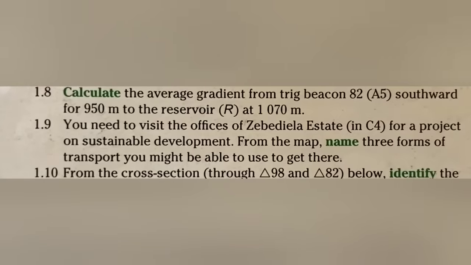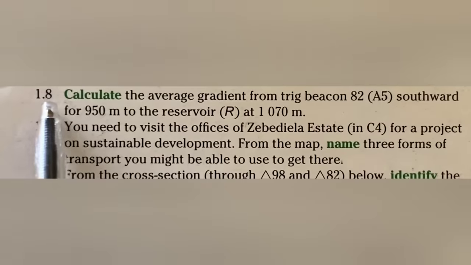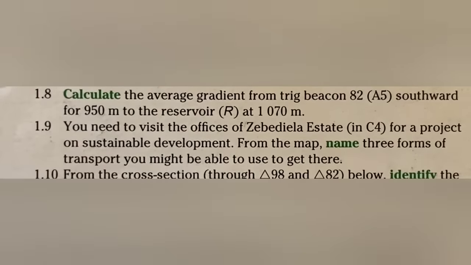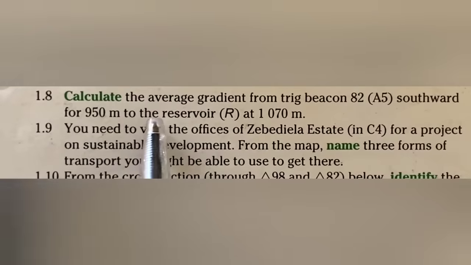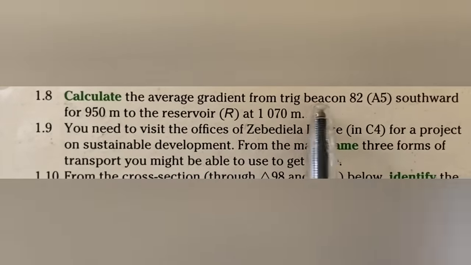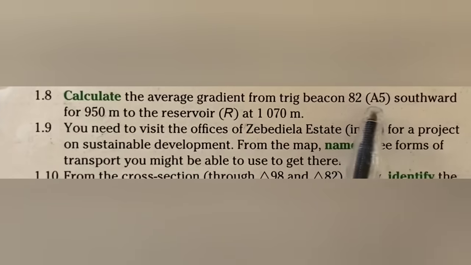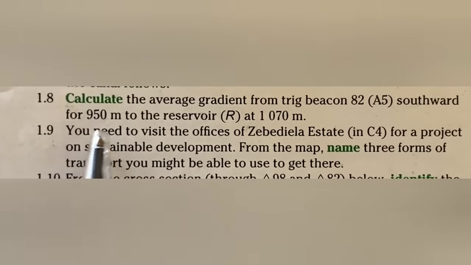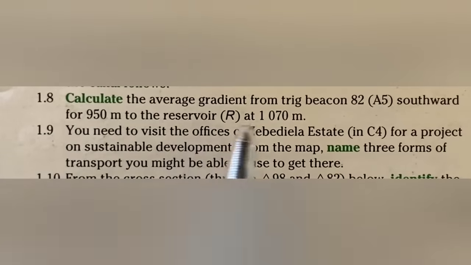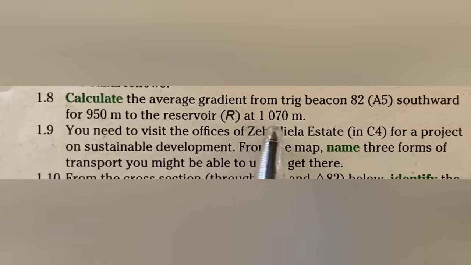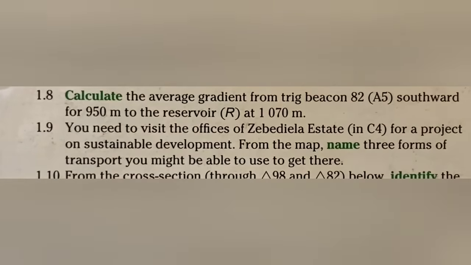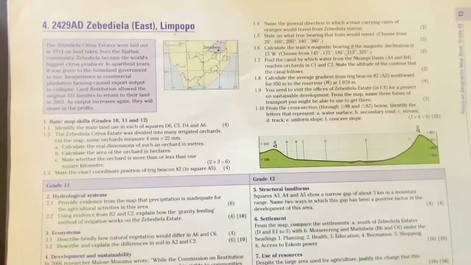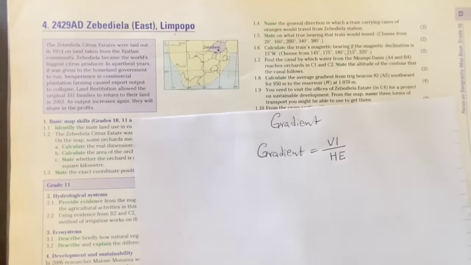In this video, I'll be using a question from this book. We're focusing on question 1.8 over there. It says, calculate the average gradient from Trig Beacon 82 in block A5 southward for 950 meters to the reservoir at 1070 meters. So let's quickly write this information down.